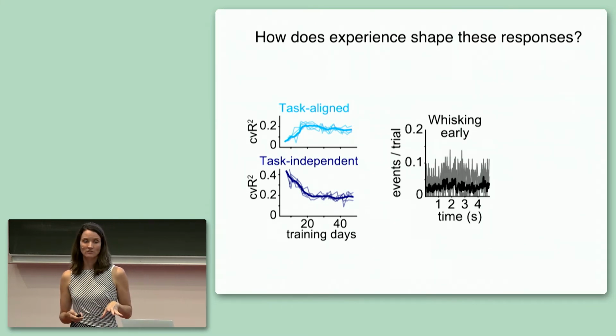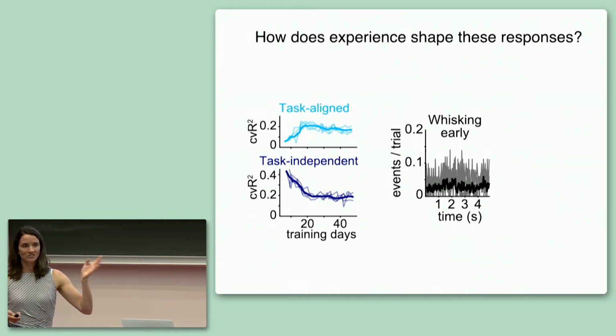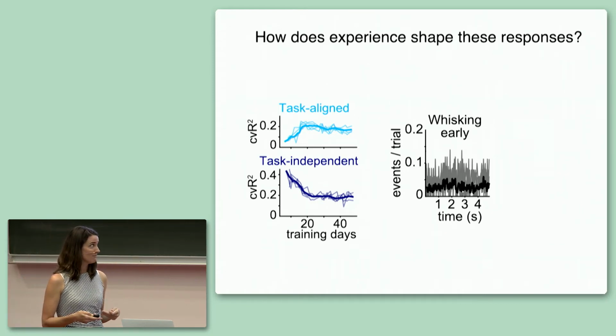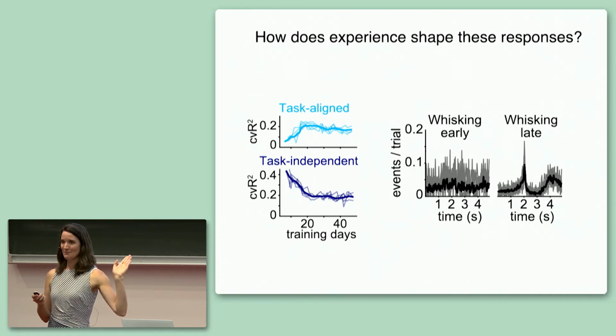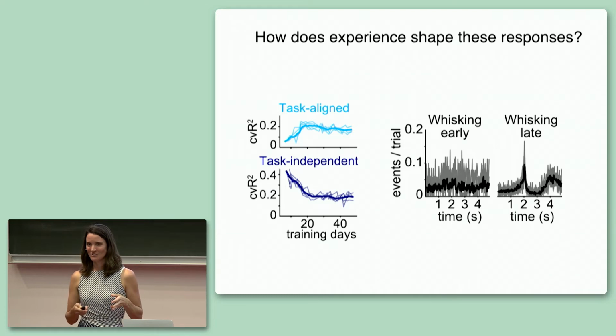So this is what whisking looks like early on. This is the amount of whisking as a function of time in the trial. And you can see that early on, the animal just kind of randomly whisks. The gray traces are individual trials, and the black trace is the average. But then, when the animal's an expert, this is what whisking looks like. You can see there's a super sharp whisking peak every time the stimulus comes on, and then a little bit more whisking towards the end of the trial.